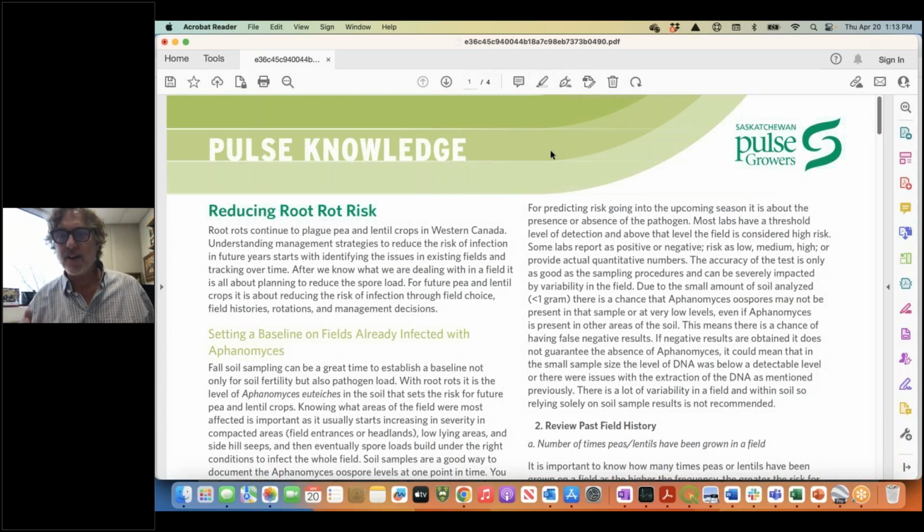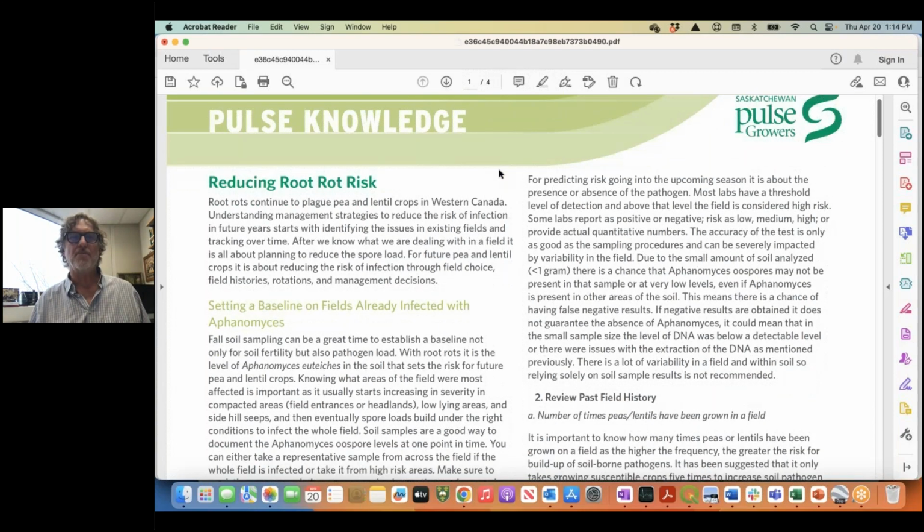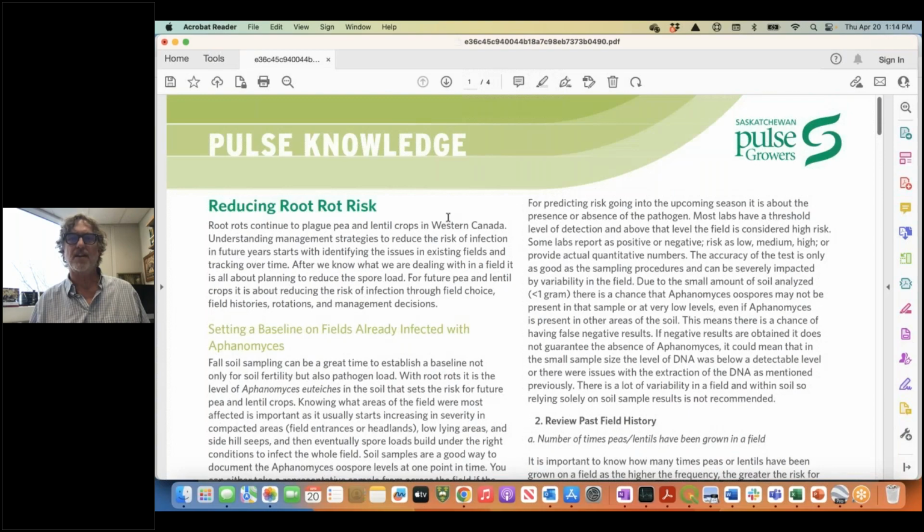So anyway, I was at the point of describing that Aphanomyces is a big problem, and really to manage it well, we have to use avoidance. We have to avoid planting on that. And SPG, Saskatchewan Pulse Growers, first put out a fact sheet that I thought was brilliant back in 2019, this reducing root rot risk fact sheet, which is linked to in the meeting notes. If you look under handouts, it's handout number 1.